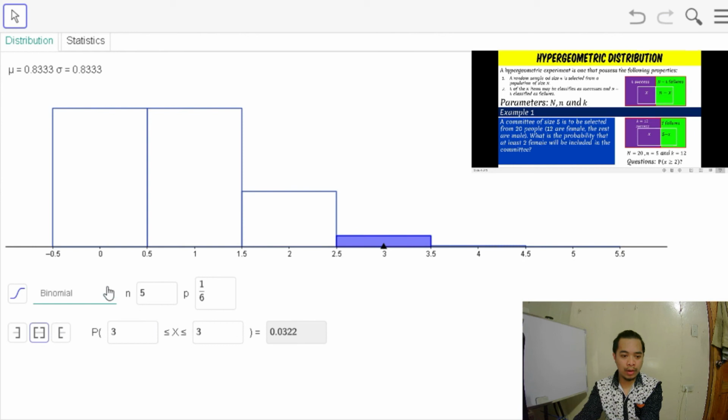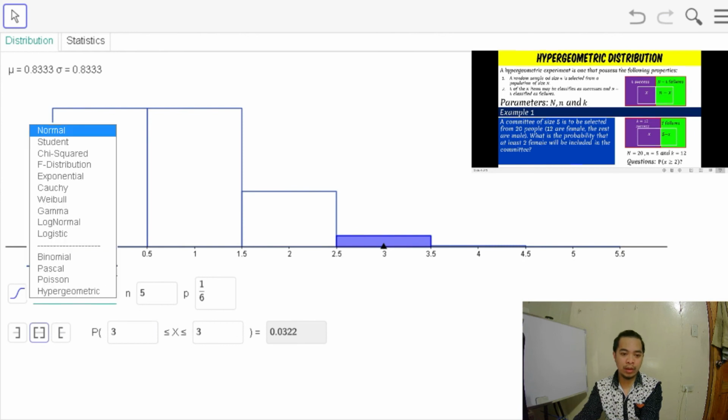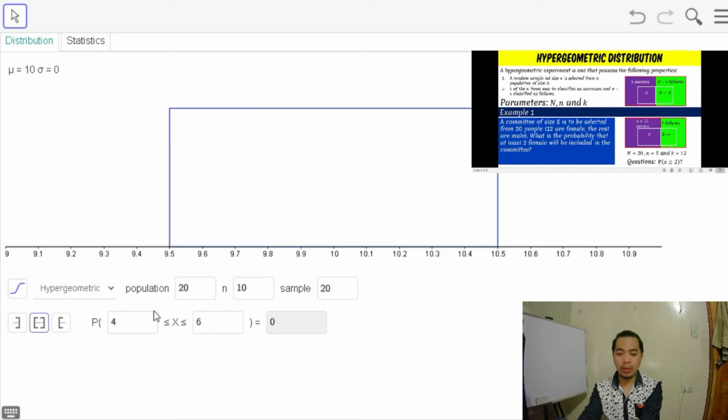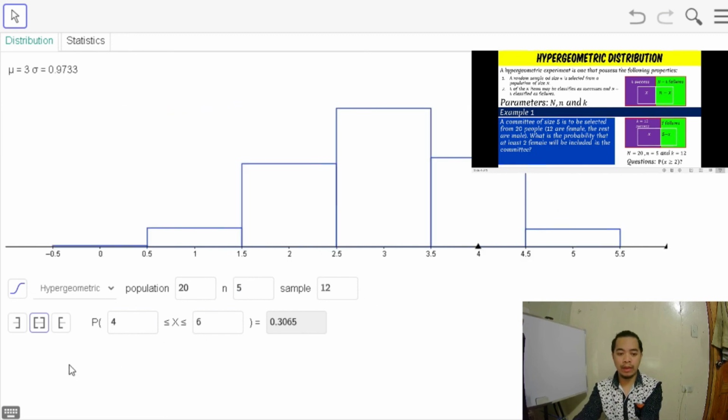Let's look for our hypergeometric distribution. It's the last one. And then we input our parameters. It's 20, and then 5, and then the value of k. It says here it's sample, but this is actually the value of k. So we set this one as 12.